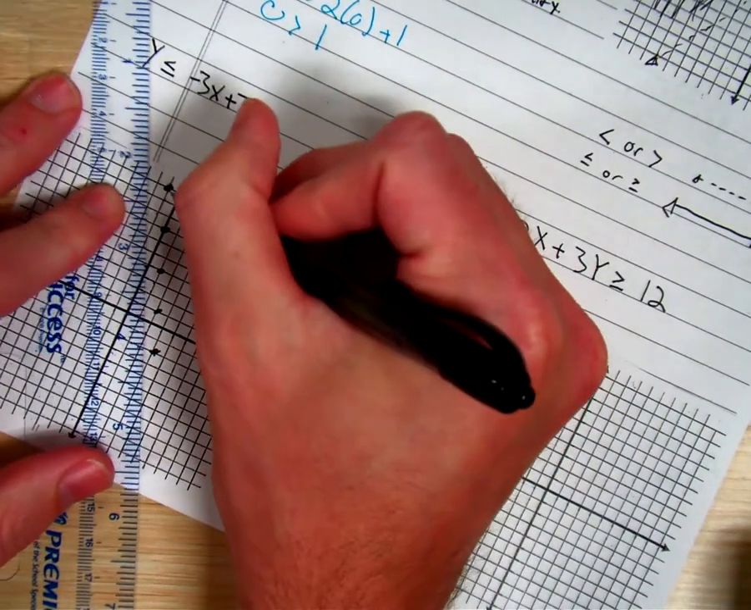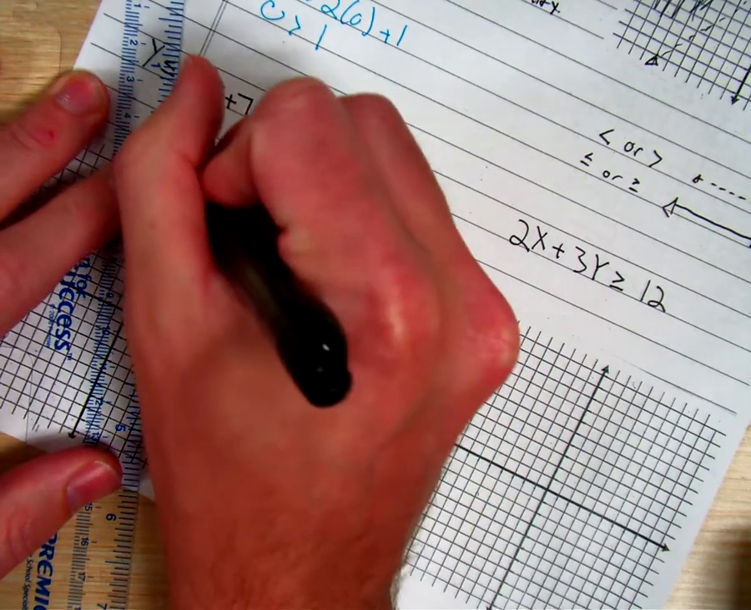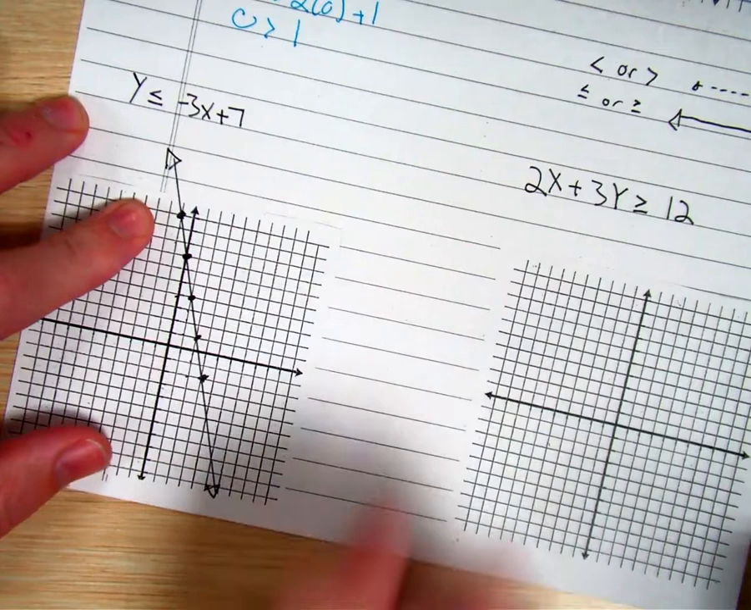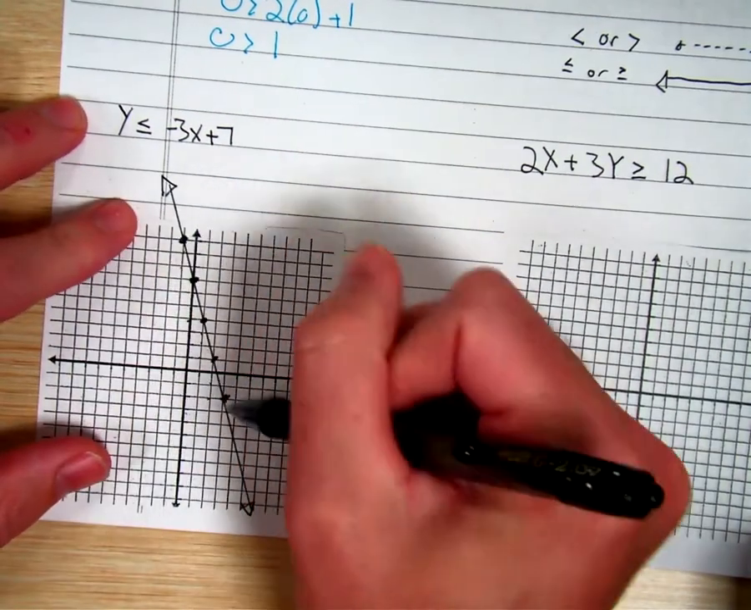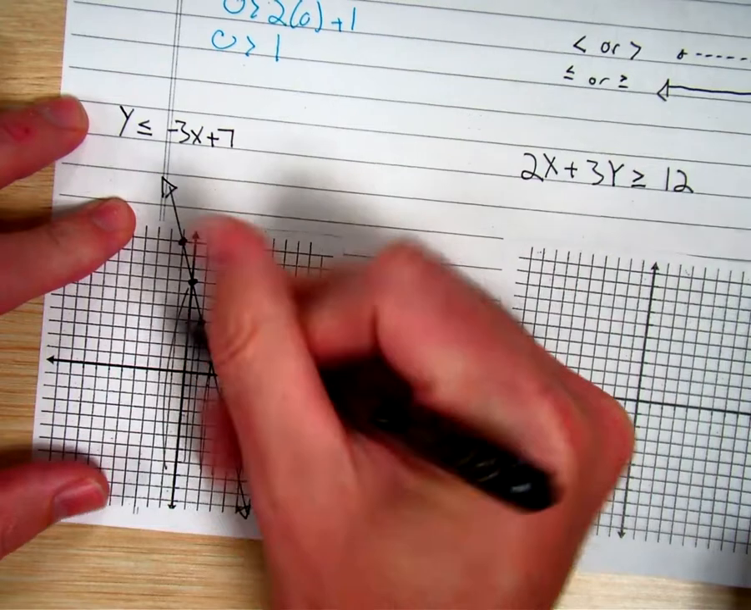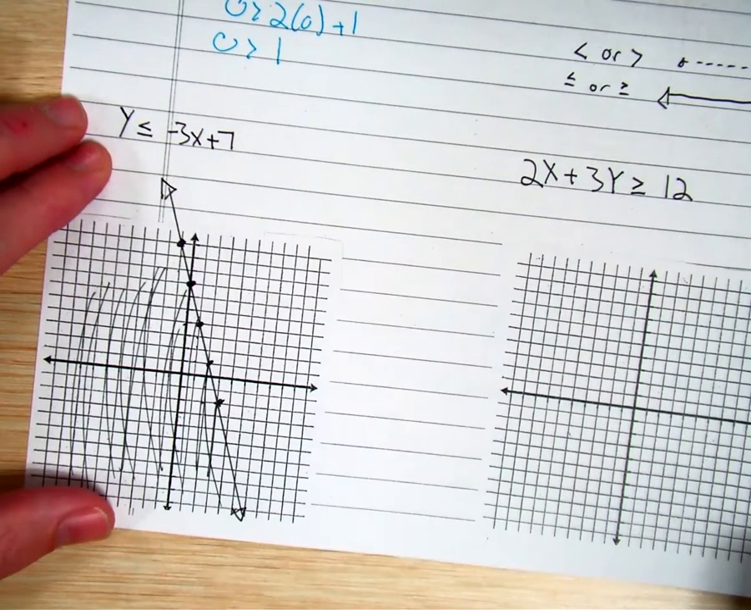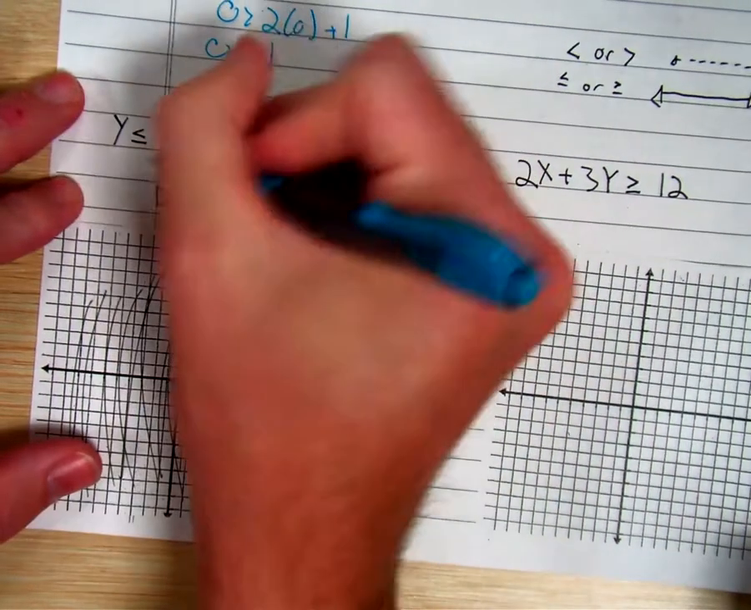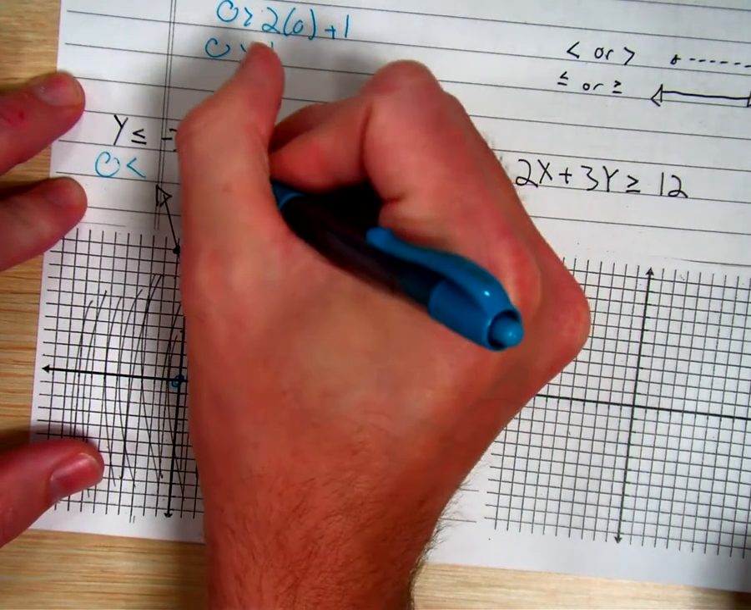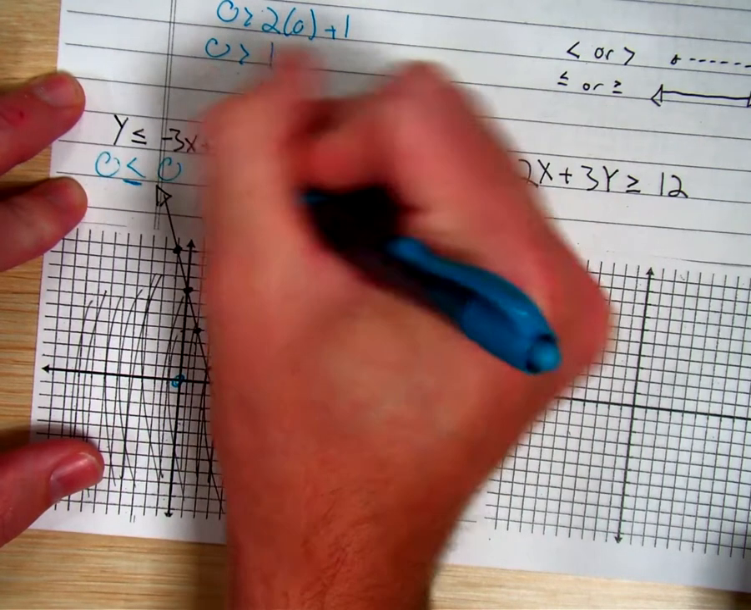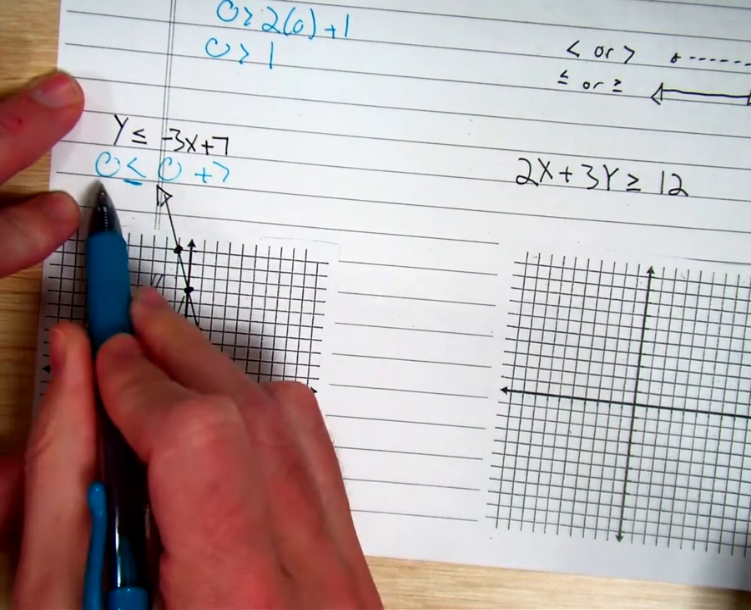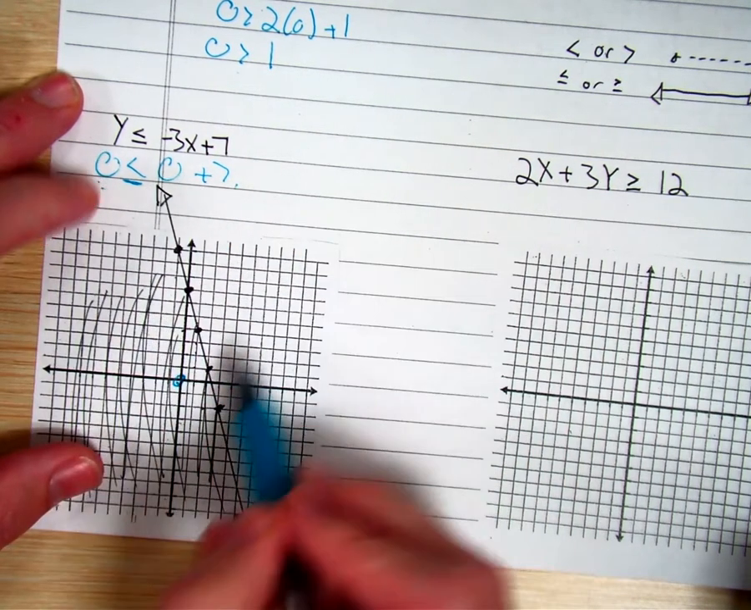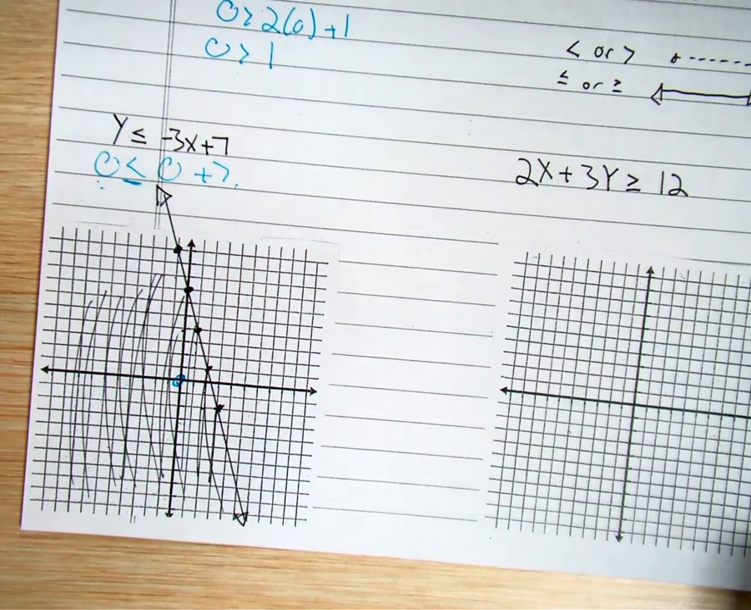Less than or equal to, so I know I'm going to do a solid line because it's an or equal to. Okay, solid line. And less than means go down from one of your points. So I'm shading over here. If you did not know which side to shade, 0, 0 would have been a good one for this one. Negative 3 times 0 should be 0. Is 0 less than or equal to 0 plus 7? Is 0 less than or equal to 7? Yes, 0 is less than or equal to 7. Shade that side. It was true.